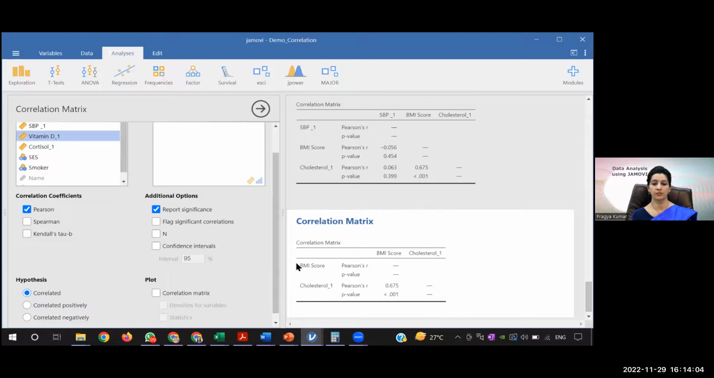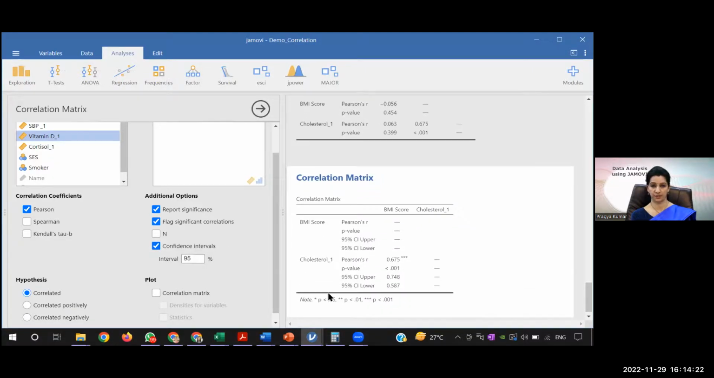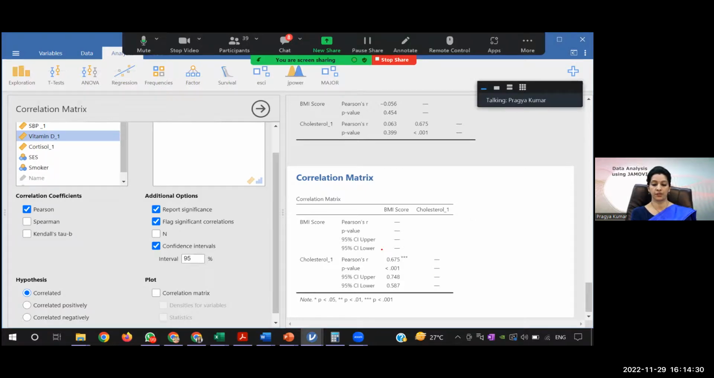If not, you can click this Spearman because this is the non-parametric option. But right now, this Pearson is clicked. If you want your significance to be star marked, it will flag the significant correlation. And if you want the confidence interval of this correlation coefficient, it will give you that too. So what can we see here? The value of the correlation coefficient is plus 0.675.